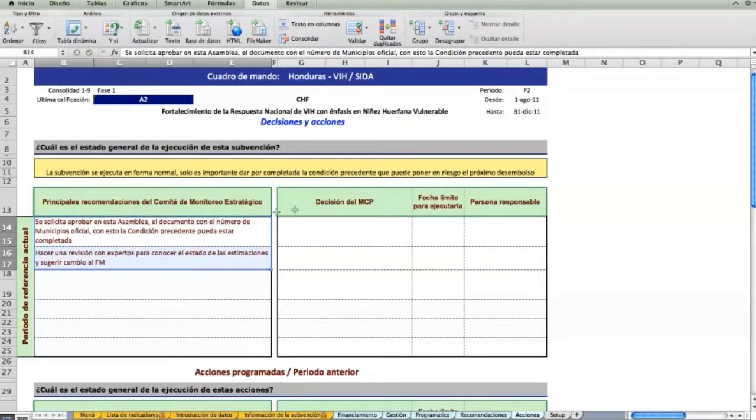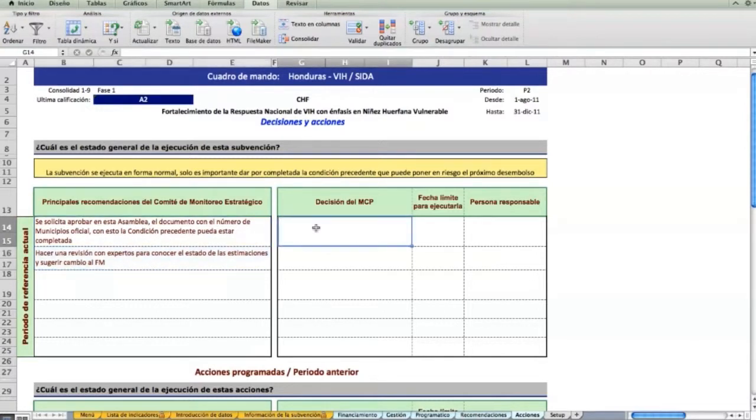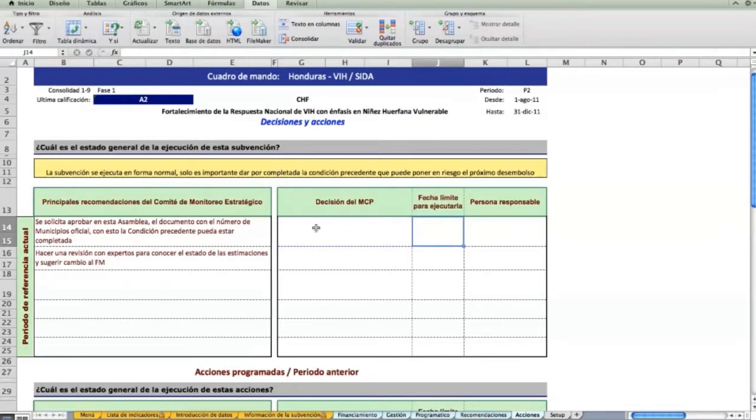The country coordinating mechanism then decides which action to take derived from these recommendations, if they approve or don't approve, and what action needs to be taken, by which date this action needs to be completed, and which person is responsible to see this through to success and give the results in the next period.